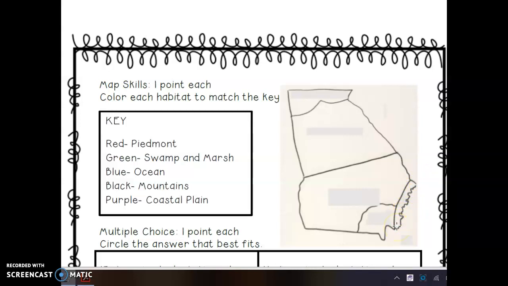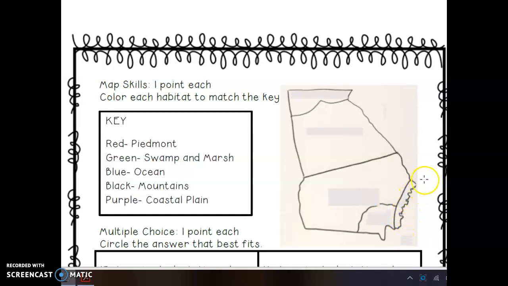Okay? So again, let's go over that again. At the top of the map, we have the mountain region. And below that, we have the Piedmont, which is in the middle, which is the most populated region. And then down on the bottom here, we have the coastal plains, which are located between the Piedmont and the swamp and marsh. And then right here on the end, we have the oceans.